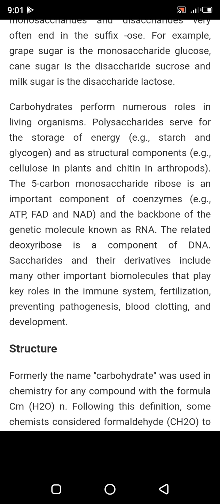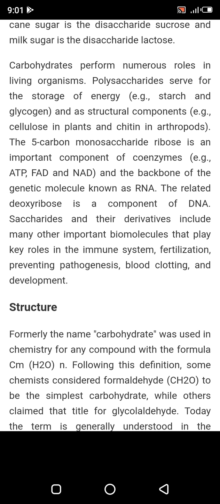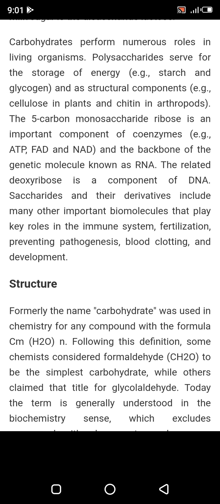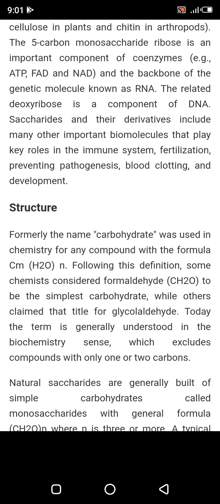The 5-carbon monosaccharide ribose is an important component of coenzymes, e.g. ATP, FAD, and NAD, and the backbone of the genetic molecule known as RNA, also called ribonucleic acid. The related deoxyribose is a component of DNA, also called deoxyribonucleic acid. Saccharides and their derivatives include many other important biomolecules that play a key role in the immune system, fertilization, preventing pathogens, blood clotting, and development.